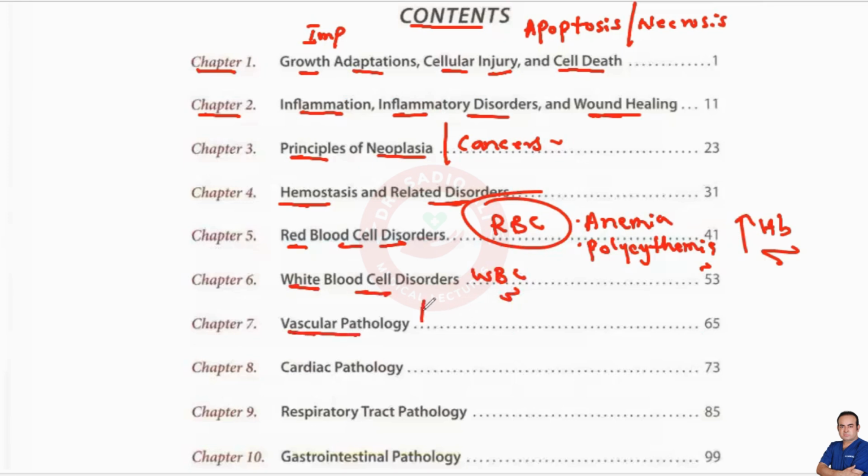Vascular pathology. Vascular pathology means inflammatory conditions, that is called vasculitis. We will even discuss aneurysm. These are the very major concepts we will discuss in this pathology book.